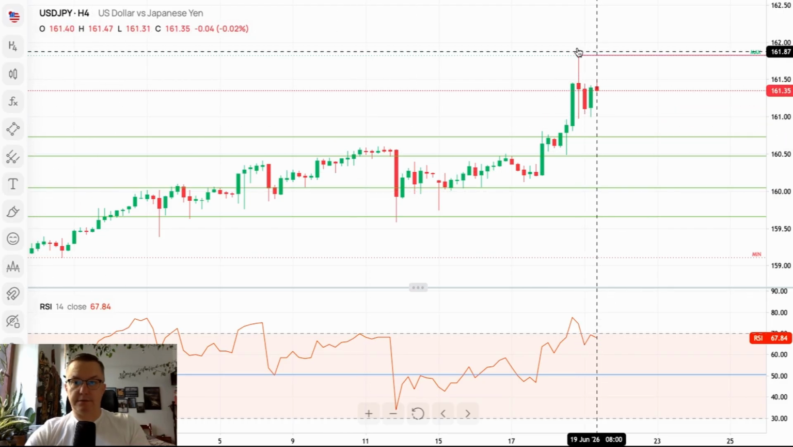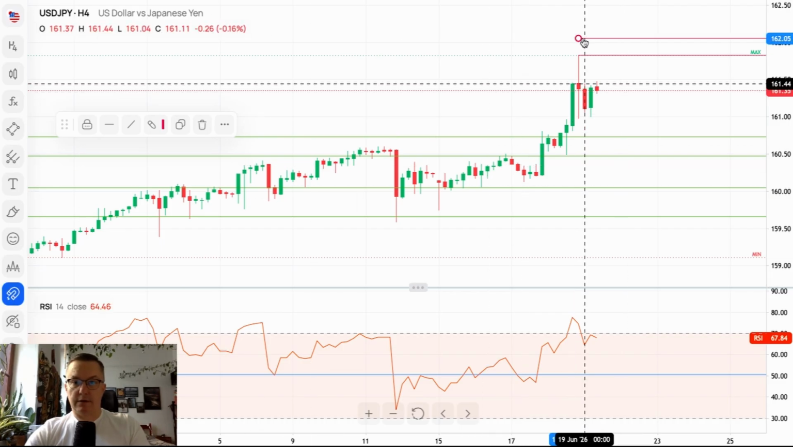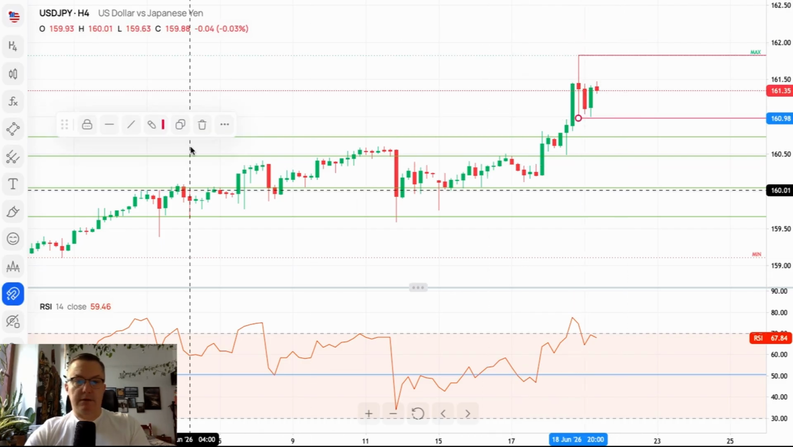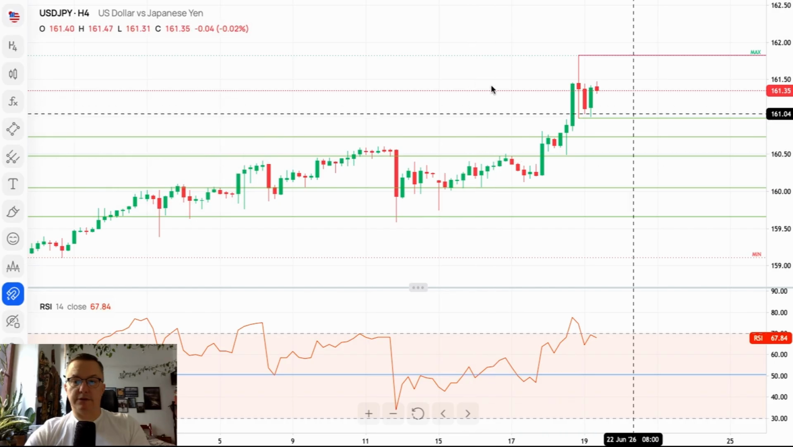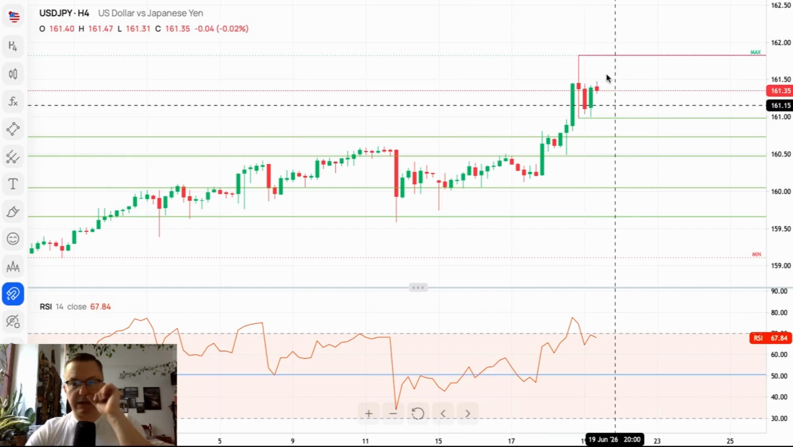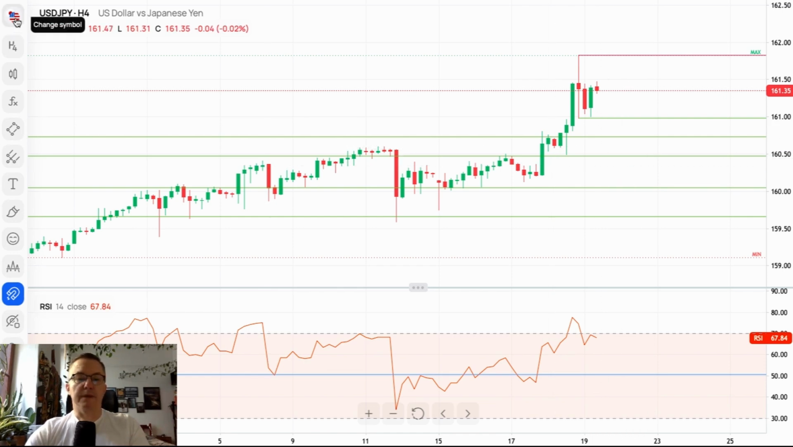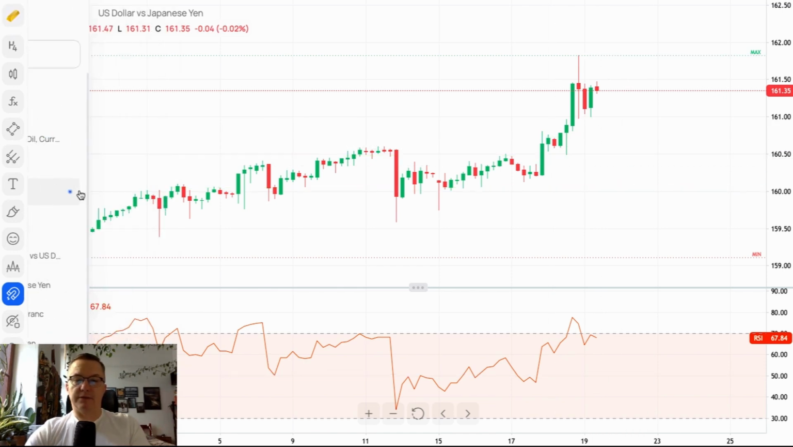So let me just do this. I will copy that and stick it to the lower level of this candle, and then you got the range here. As you can see, we got an inside bar here, so it most likely means that the market will move lower a little bit to pull back before another movement to the upside will take place.